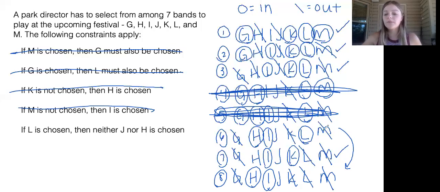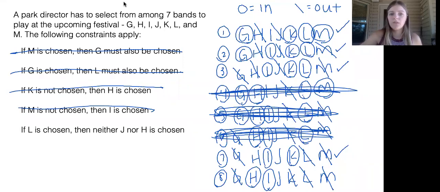So in world number 6, when L is circled, that means that our last rule applies, which means neither J nor H can happen. But in number 6, we have H circled, which means this world dies again. So we don't care about it.